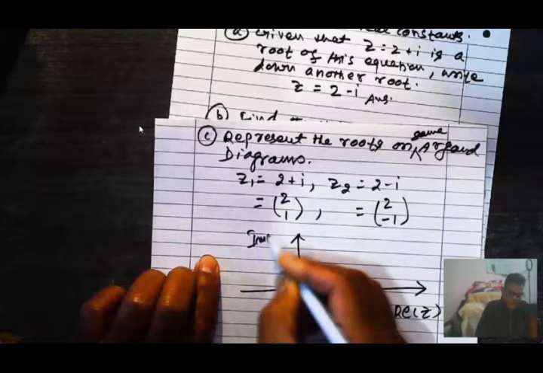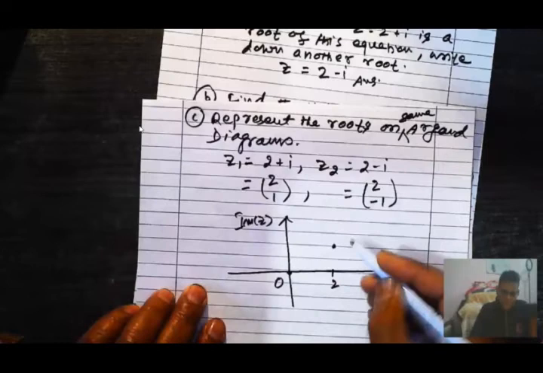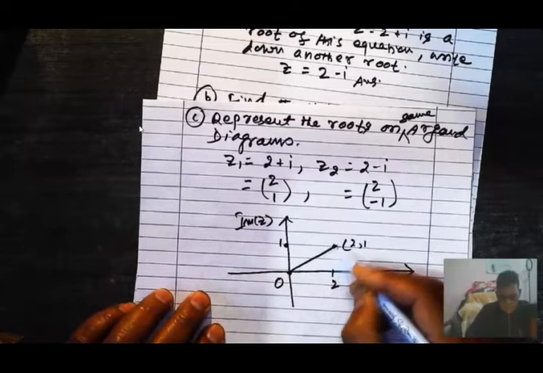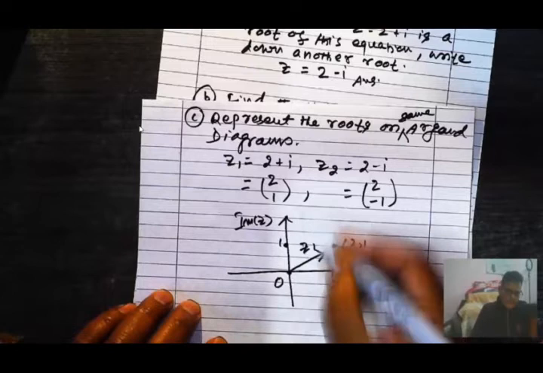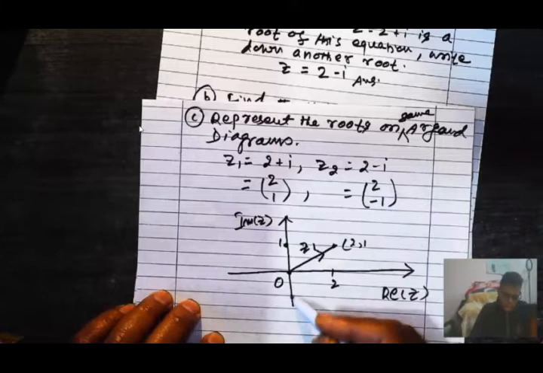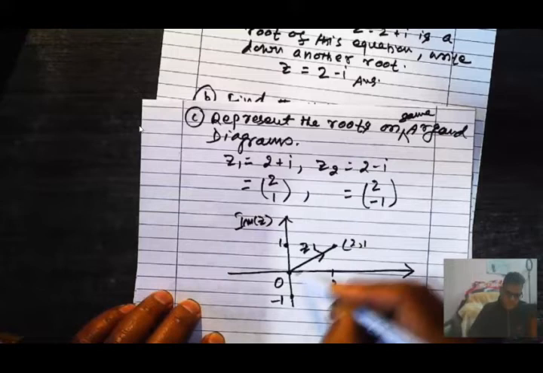First it is 2 and 1, so 2 must be somewhere here and 1 somewhere here, you can mark yourself. This sort of coordinate is going to be 2, 1. So your one complex number is like this, and you call this g1. Another complex number is 2 minus 1, that means x is still positive but y is negative, because these two are conjugate to each other. So for example negative 1 is here, then your other complex number point is going to be here, 2 and minus 1. So your second complex number will be like this, and this is z2.